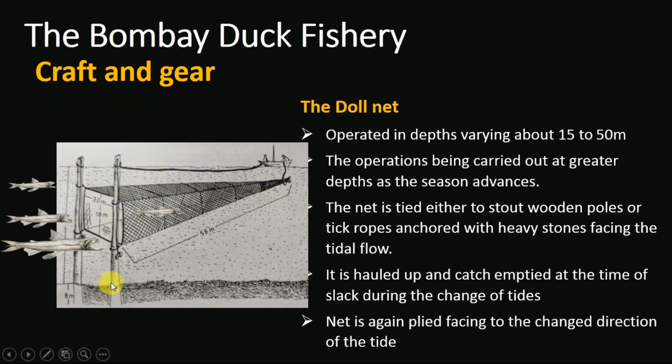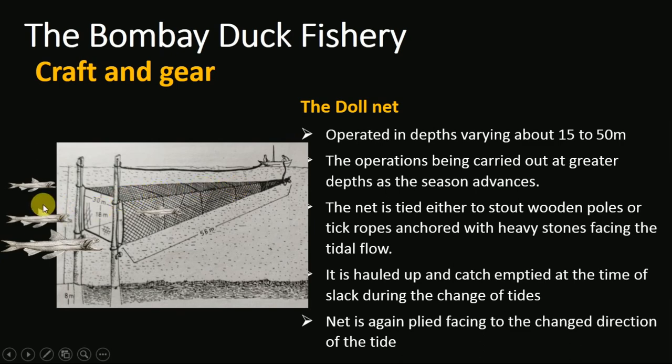It is fixed to two stout wooden poles, or sometimes anchored with stones and floats. The mouth gap of the dole net is 30 meters in width and about 18 meters in height, and the length of the dole net is about 56 meters. Here we can see the cord end. The mesh size is higher here, and up to the cord end the mesh size is decreasing. In the transition period of the changing tide, they can empty the catches.